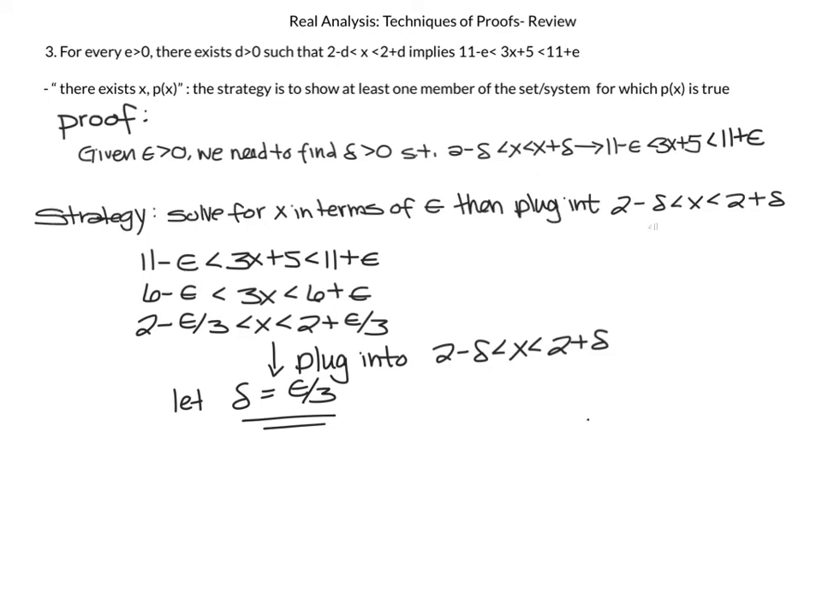But the idea is that given an epsilon, we need to find a delta that satisfies this condition. And our strategy was to solve for x in terms of epsilon and then plug that into our requirements for delta. So here I have solved for x in terms of epsilon, and then I compared that and looked at my requirements for delta, and I see that delta can equal epsilon over 3. So given an epsilon, this is the delta that will satisfy these requirements.